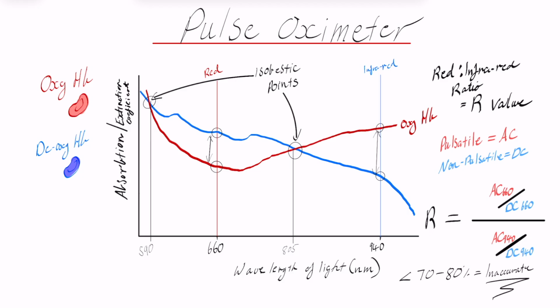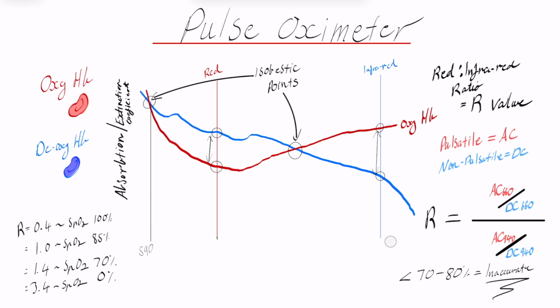The general numbers to remember is that an R value of 0.4 equals an SpO2 of around 100%. An R value of 1 equals an SpO2 of about 85%. An R value of 1.4 equals an SpO2 of about 70%. And an R value of 3.4 is about 0%.